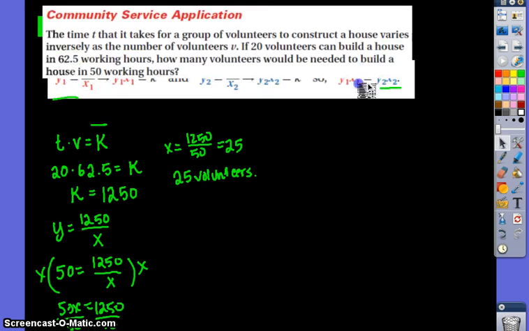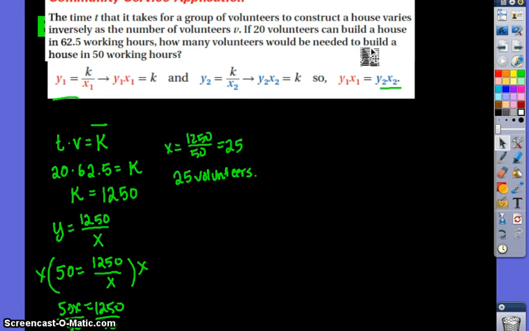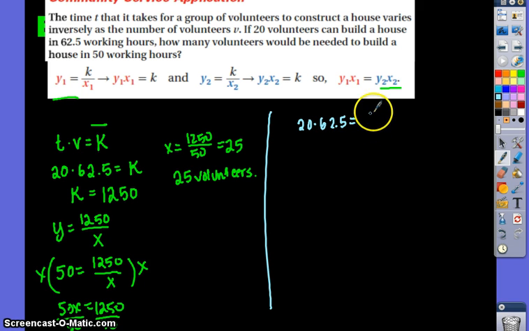All right, looking at this through this lens, we can solve this another way. Since we know that they're inversely proportional, we could say that 20 times 62.5 should be equal to 50 times the number of volunteers, which we don't know. So again, you're going to see a lot of the same work that we just did. 1,250 is equal to 50v. Divide by 50, and again you see that v is 25. So that's another way to work that. It took a little bit less work.